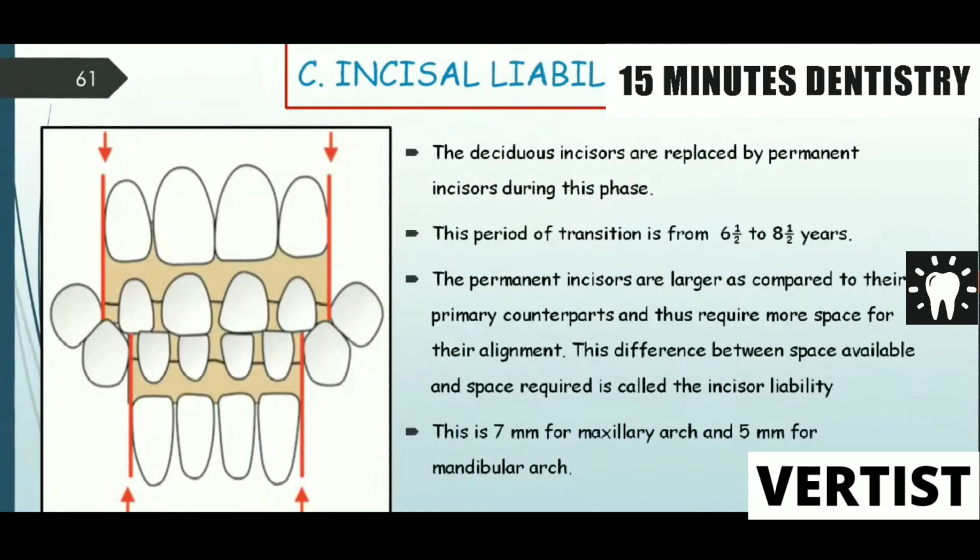This again is another very important phenomenon that is occurring in case of mixed dentition, that is called as incisal liability. See, everything is self-explanatory. Incisal liability. Why is it liability? Because the deciduous incisors are replaced by permanent incisors during this phase. This period of transition is from 6.5 to 8.5 years. The permanent incisors are larger as compared to their primary counterparts and thus require more space for the alignment. This difference between space available and space required is called the incisal liability. This liability is 7 mm for maxillary arch and 5 mm for mandibular arch.